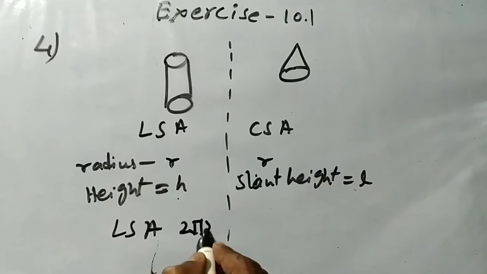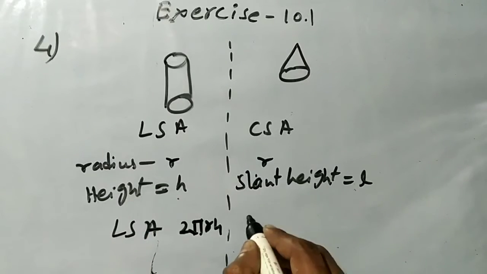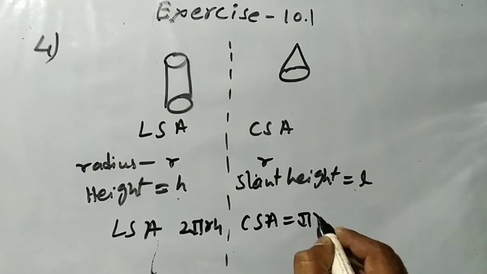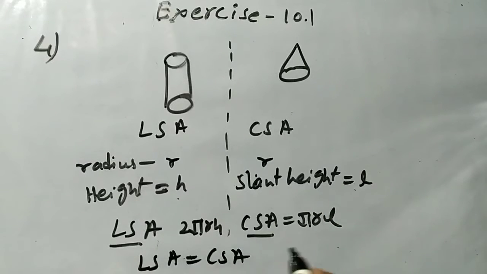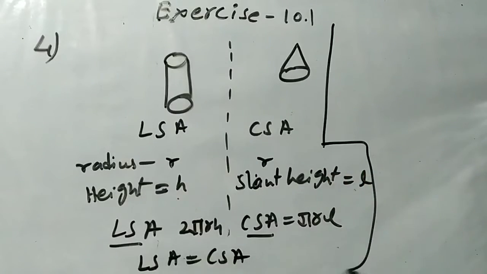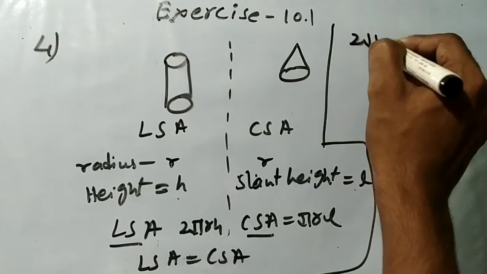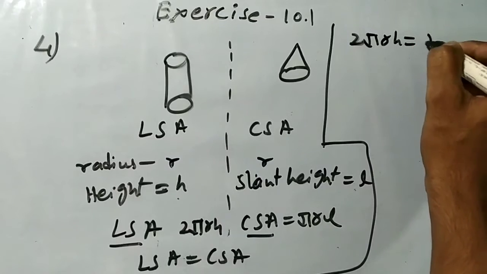2 pi RH. Here the CSA, we have already done this, it is pi RL. So just substitute the LSA by CSA, and they have given that LSA and CSA are equal. In the question they have given the lateral surface area of the cylinder is equal to the curved surface area of the cone. LSA is equal to CSA. Then the equation becomes 2 pi RH is equal to pi RL.